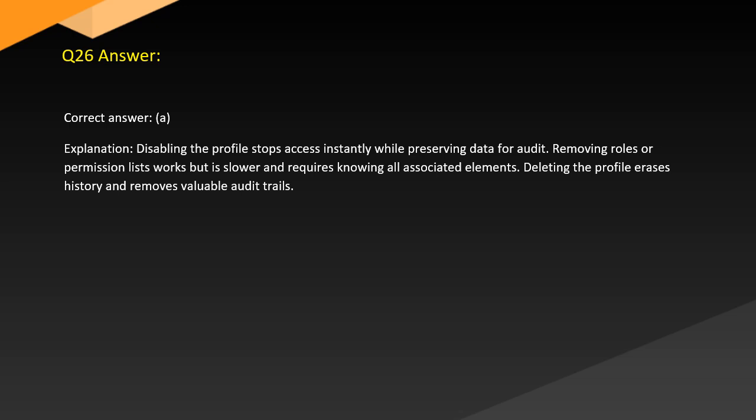Answer. Correct answer: A. Explanation. Disabling the profile stops access instantly while preserving data for audit. Removing roles or permission lists works but is slow and requires knowing all associated elements. Deleting the profile erases history and removes valuable audit trails.